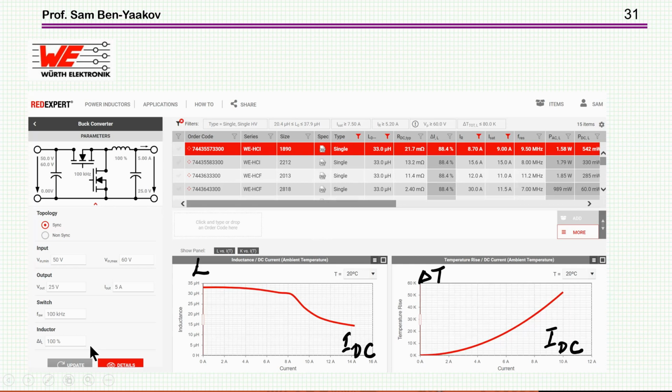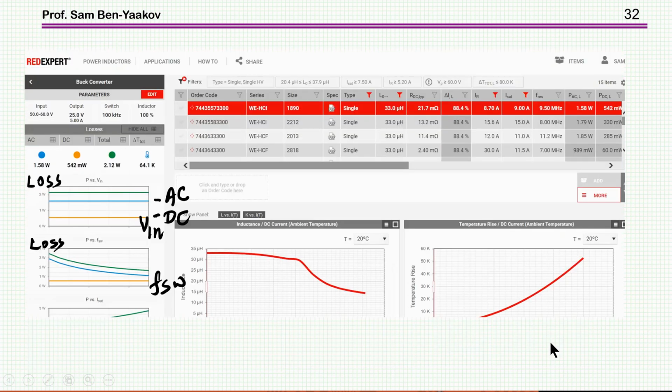And here again, you input the parameters of the operating point. Again, you see the decrease of L with the current. And by the way, the fact that this is not a very smooth curve might indicate that this is based on actual measurements rather than an approximation. We also see the increase in temperature as a function of the DC. Again, I'm running it for a given situation. Again, this is a 50 volt input and 24 output, 5 amp. And I've chosen this particular inductor.